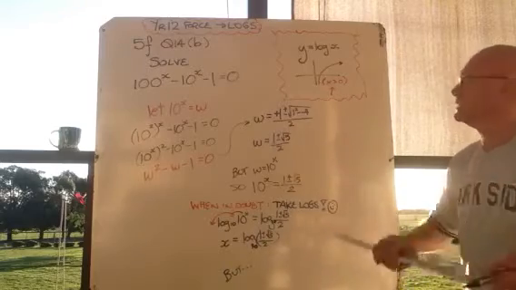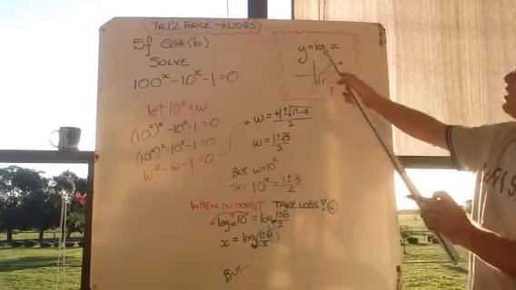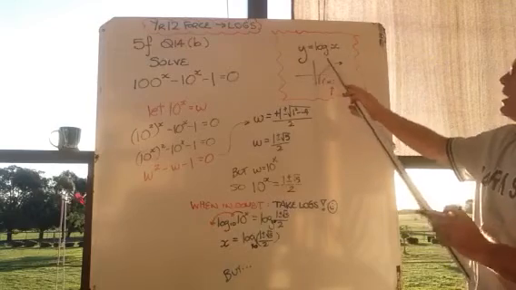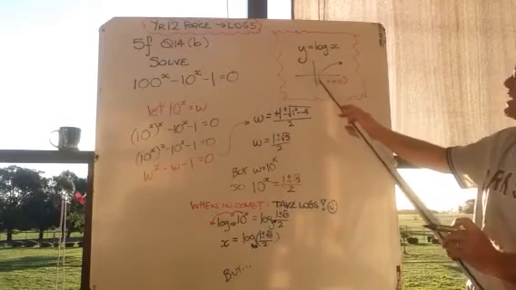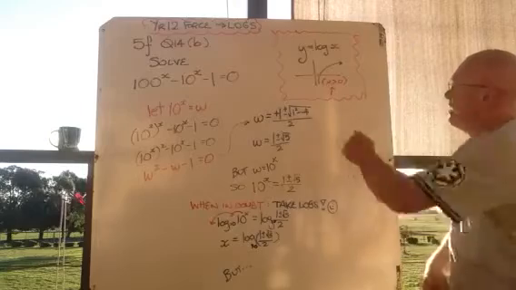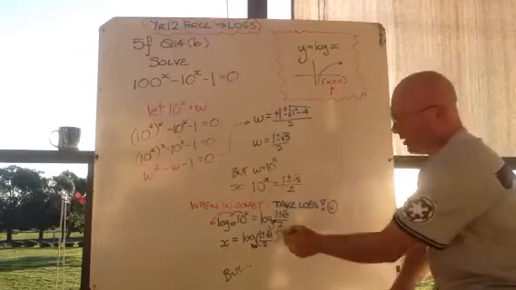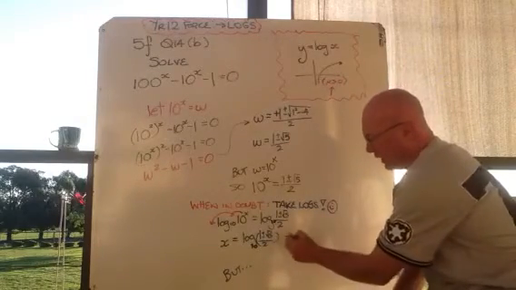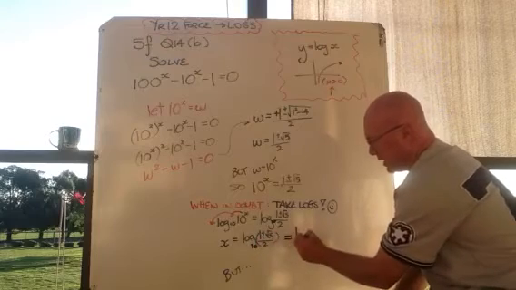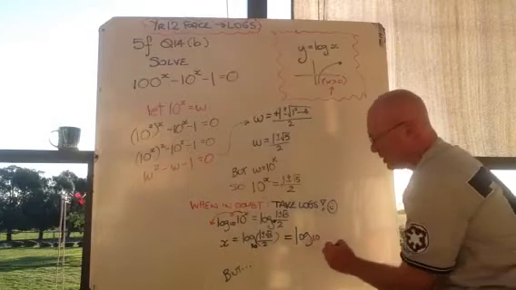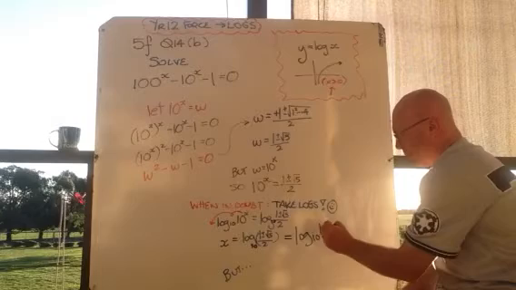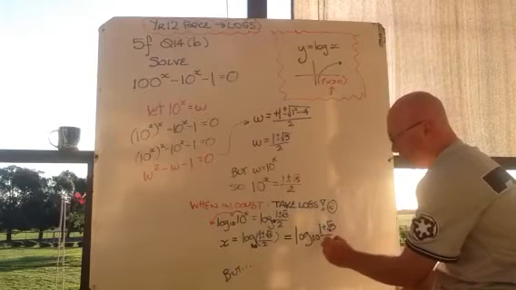Makes good sense, but think back to here. On your log curve, no matter what the base is, log goes like that, so x can never be 0. So if it can never be 0 or less than 0, I can't have 1 minus root 5 because that would be less than 0. So this is only going to have one solution, log 10 of 1 plus root 5 on 2.